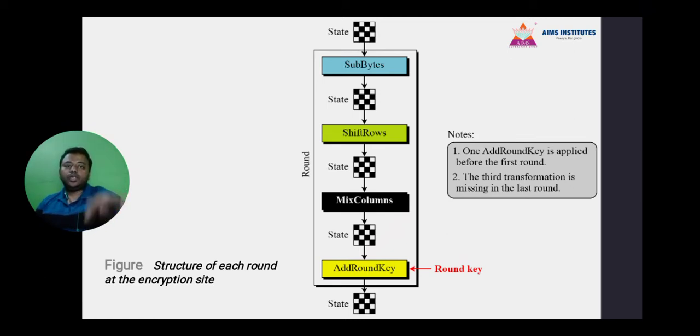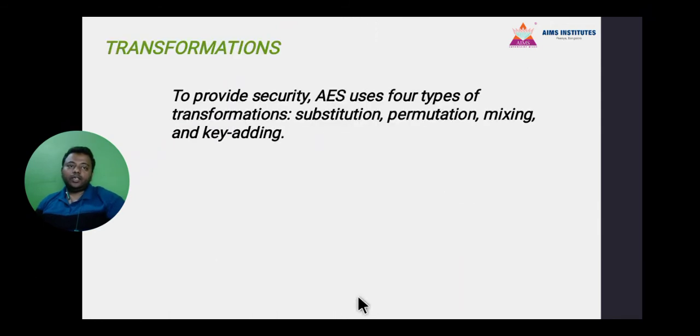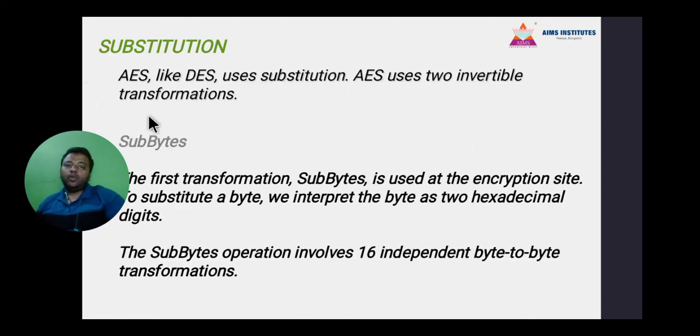Here, what we use in each round is sub bytes, shift rows, mix columns, and add round key. Every time these would be used, and add round key is the place where the key would be XORed with the data that we have. So when we talk about it, the four functions that we talked about are substitution, permutation, mixing, and add key. What happens in substitution?